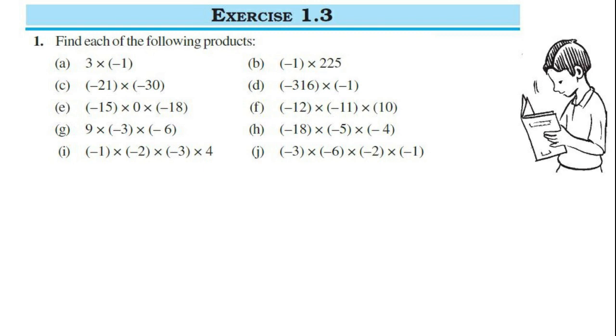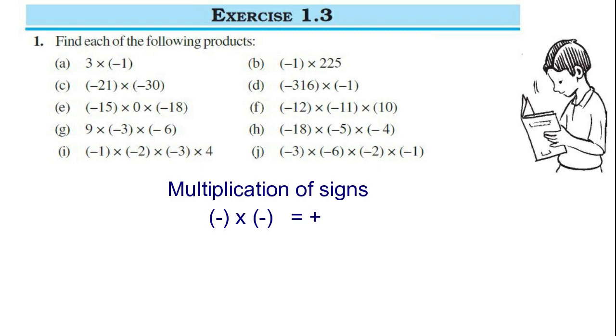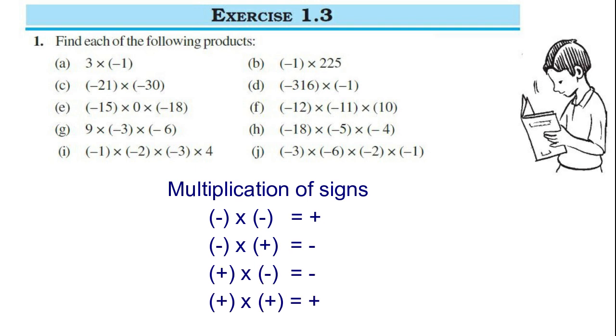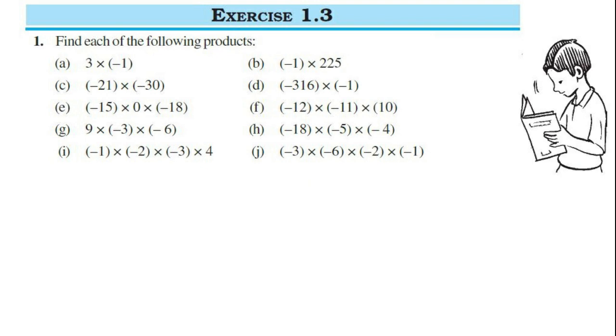Before starting this chapter, we must know about multiplication of signs, plus or minus. If we multiply minus into minus, then we will get plus sign. If we multiply one minus sign and another plus sign, then we will get minus. Similarly, if we multiply plus into minus, then we will get minus sign. And if we multiply plus into plus, then we will get plus sign. So go to problem 1a.